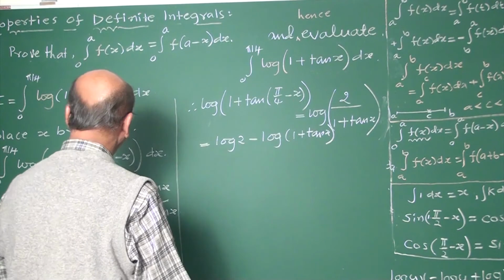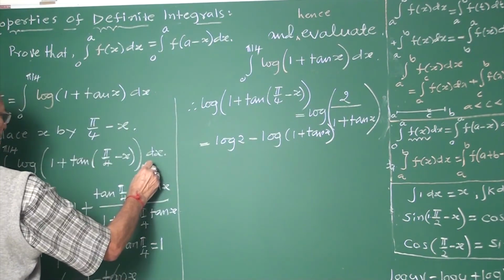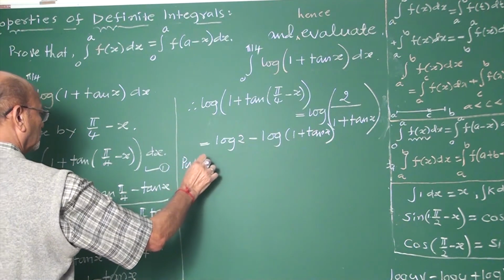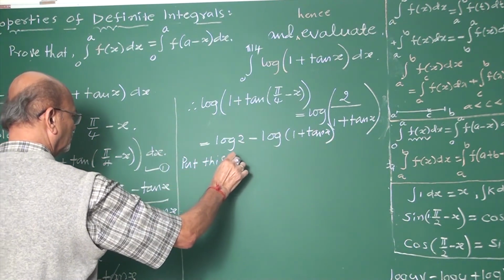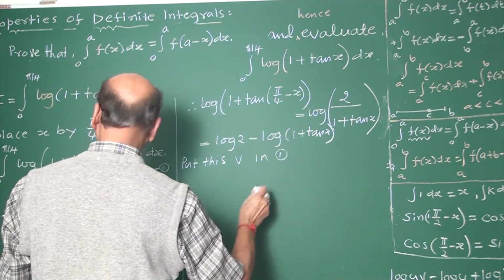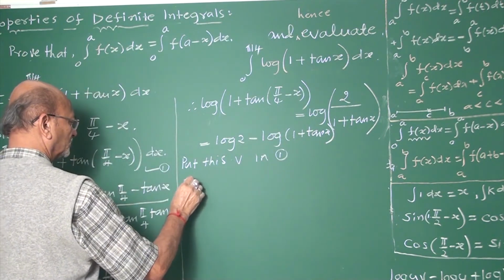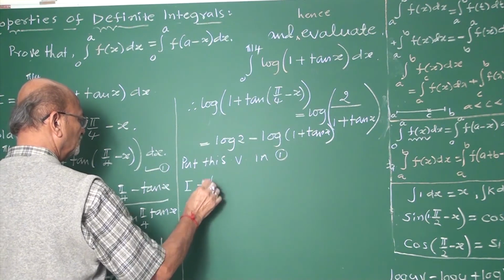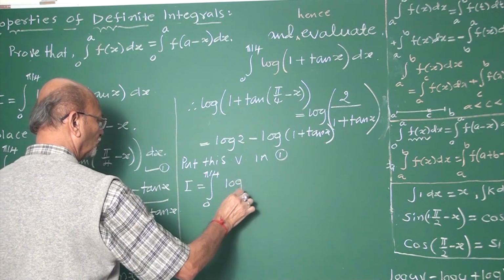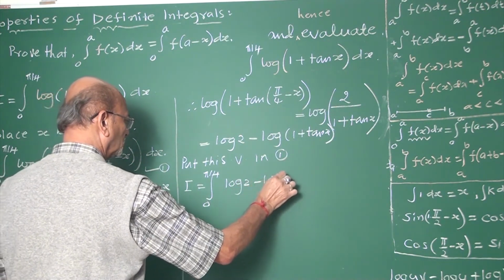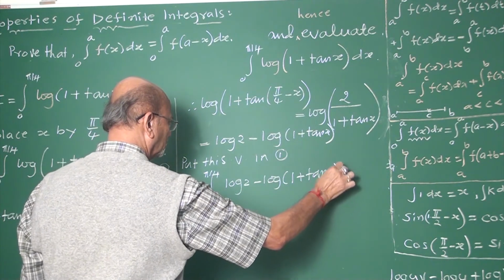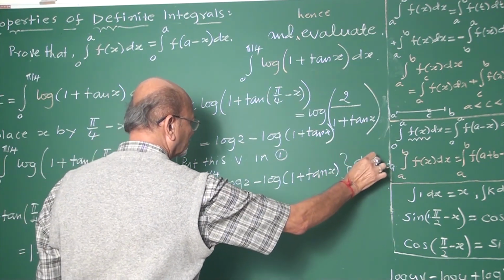Now you substitute this value here. Now you can call this as 1. Put this value in 1. Yes, my friend, I equal to LHS. It is integral 0 to pi by 4 of, what is it? Log 2 minus log(1 plus tan x) dx.